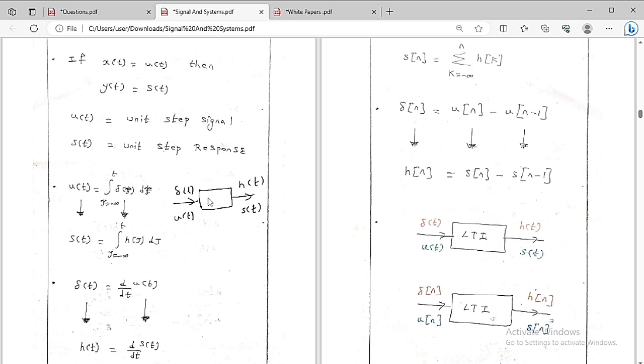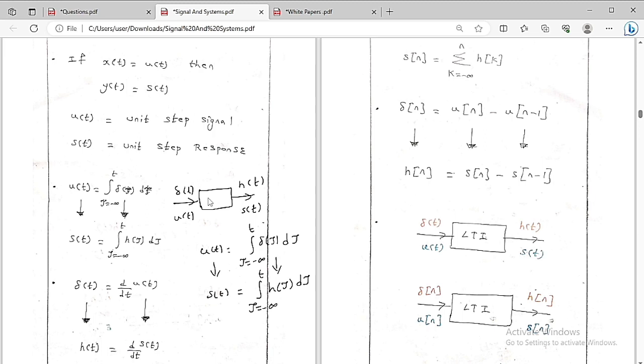So you know the unit step signal is the integration of the impulse signal. So u of t is equal to the integral from tau equals minus infinity to t of delta of tau d tau. Means we can say the unit step signal is the integration of the impulse signal. So now if you know this, how to get the output relation? The u of t response is s of t, right? The integration from tau equals minus infinity to t of the delta response, which is h of tau d tau.